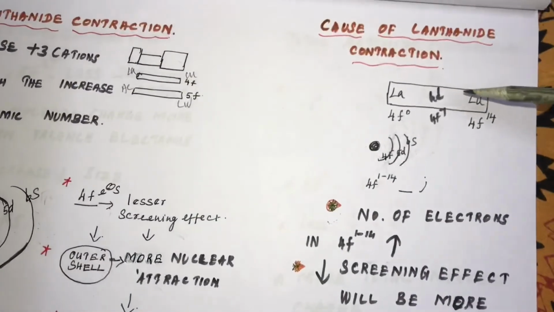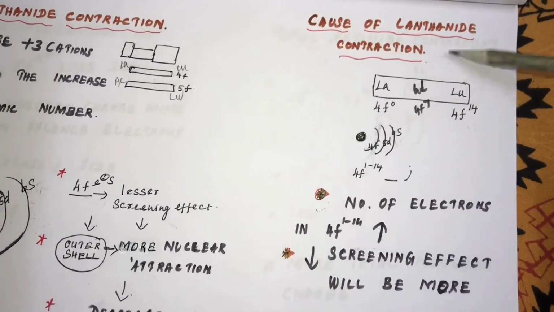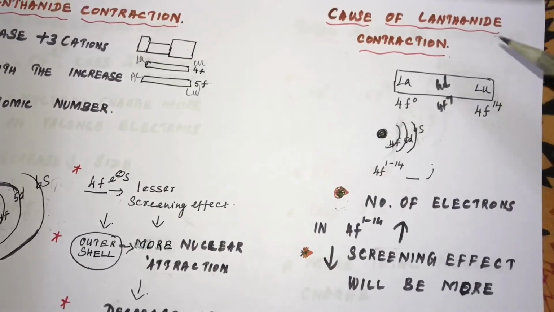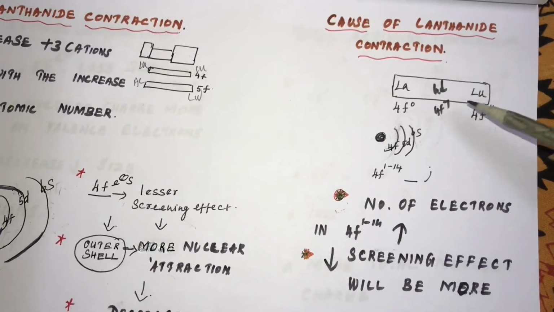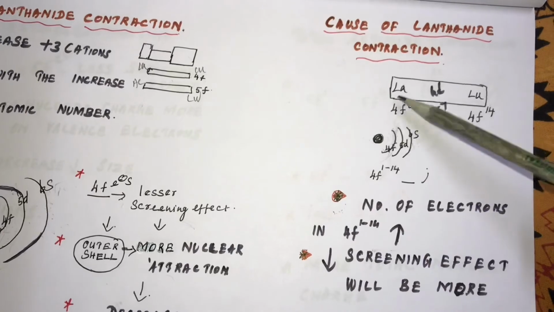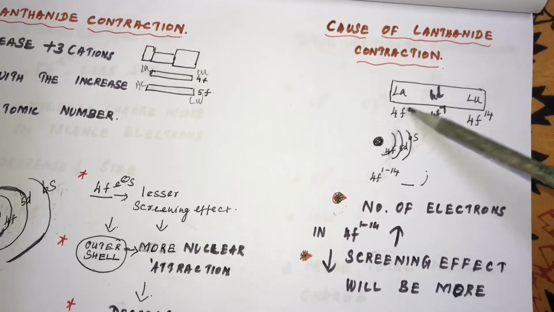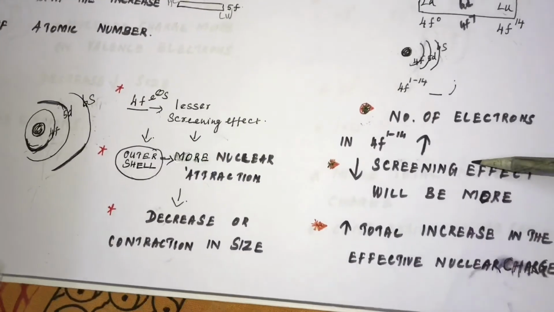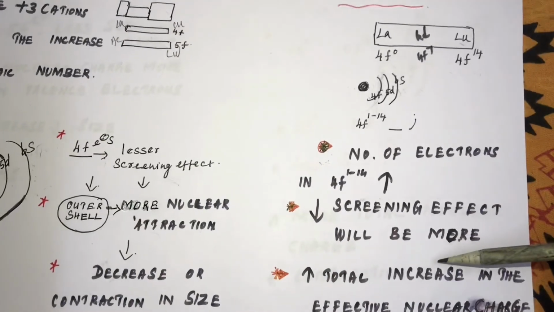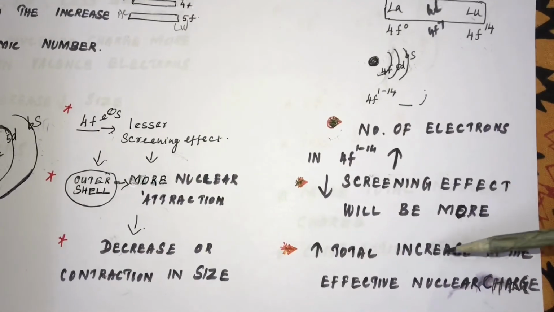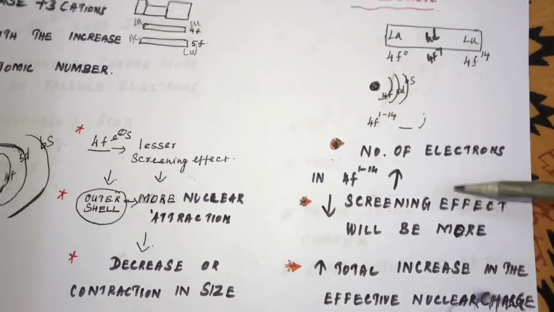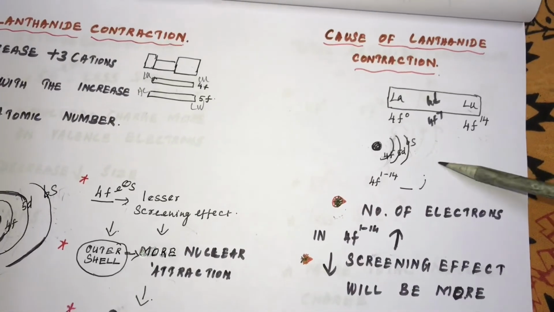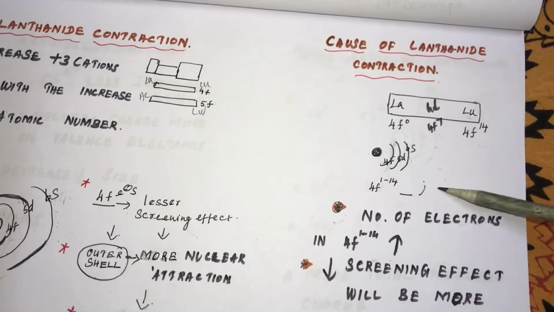So what are the causes of lanthanide contraction, or explain lanthanide contraction? On moving from lanthanum to lutetium, the number of electrons increases in each 4f orbital, thereby the effect will be more. As the number of electrons increases, the screening effect becomes lesser, thereby increasing the total effective nuclear charge, which results in the total lanthanide contraction. So this is the explanation, or the causes, of lanthanide contraction.